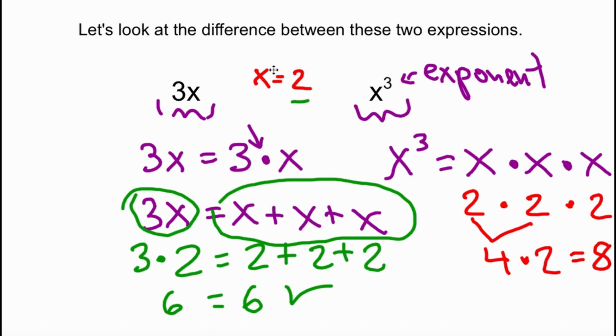In fact, you can use any other value for x. You can make x equal to 4, and you will see that these sides will continue to be equal to each other. Now, let's think about some of the definitions.